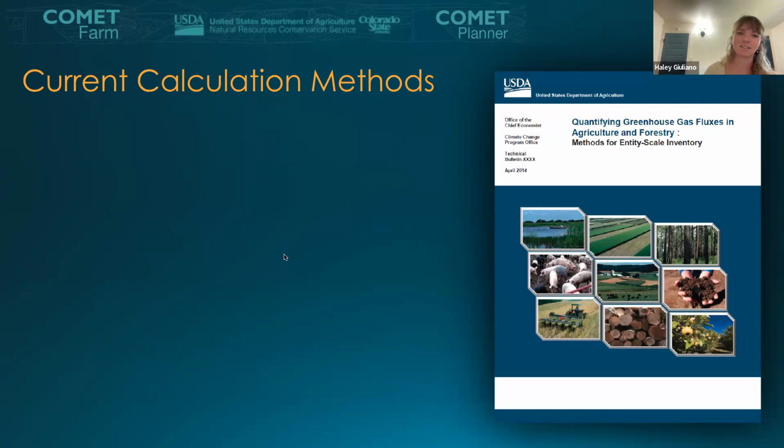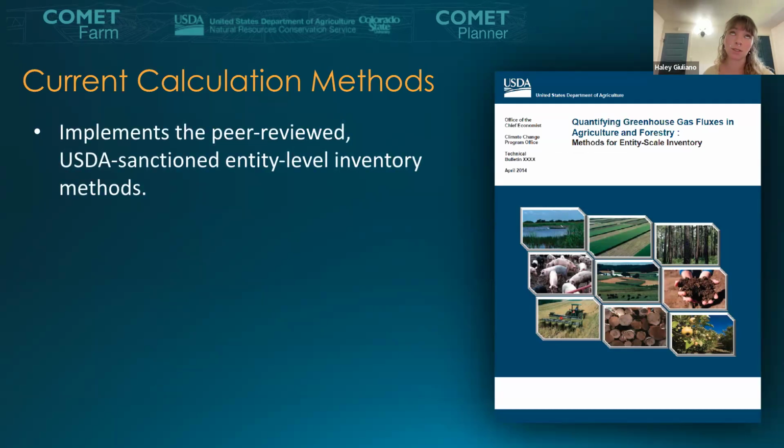Let's talk about methods. COMET-Farm and the COMET suite of tools implement the USDA peer-reviewed methods, and COMET-Farm was created in parallel with and as a function of this document. The COMET-Tools implement a set of computer models and empirical models to simulate your greenhouse gas emissions within your defined entity: your field, your head of cattle, your trees for your forestry. This will include emissions related to manure and fertilizer, to burning and liming, and other management practices.